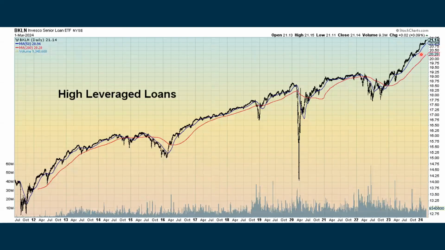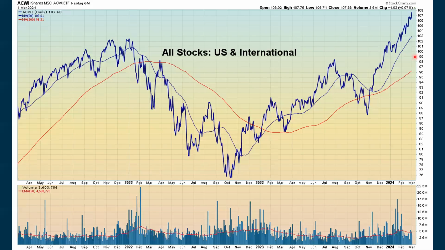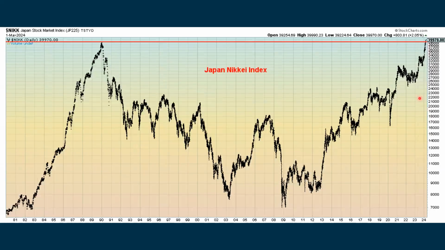High leverage loans, these are very risky, and they're continuing to set new high after new high with this. Here's the NYSE composite, also setting all-time highs and in a solid uptrend. All stocks, looking in the US as well as internationally, are setting all-time highs. Emerging markets still have more of a tendency to chop sideways, but they are in an uptrend. The Japanese Nikkei did come back and set a new high when you look back to 1989. Yeah, something to be said for patience there, huh?